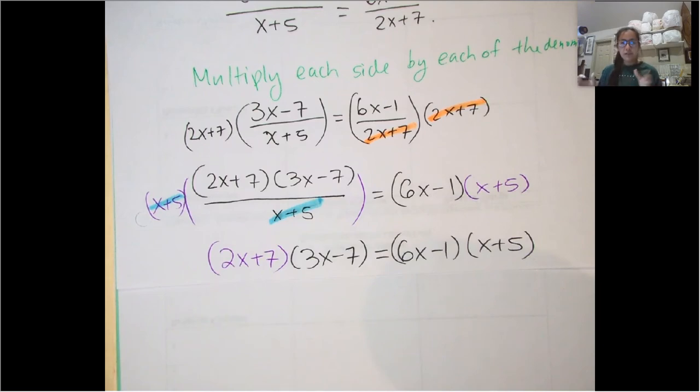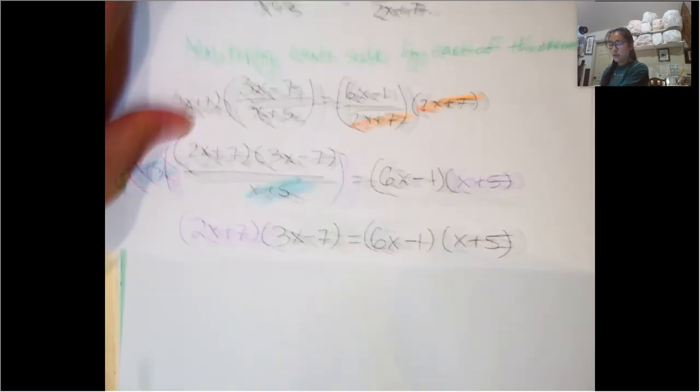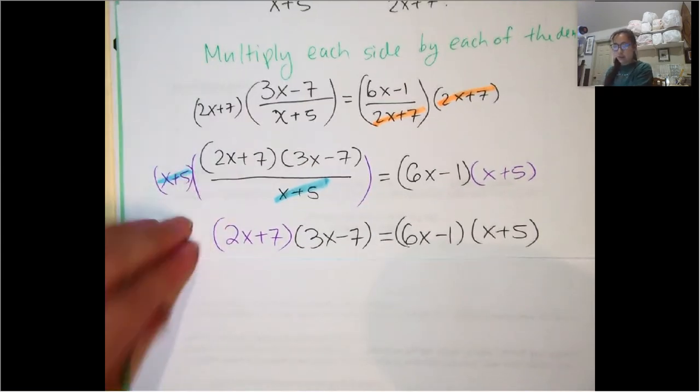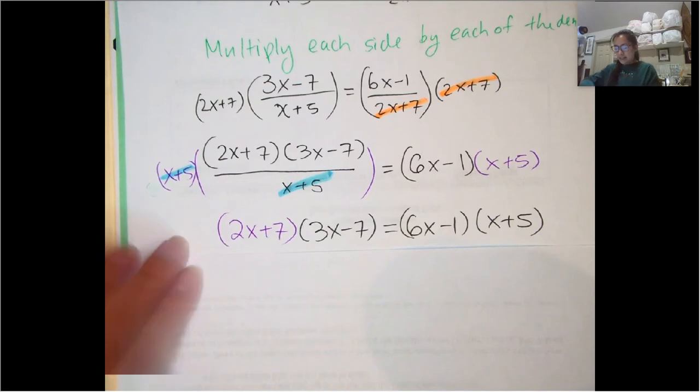So these are both quadratics. This is pretty much a polynomial equation, and so we're going to solve it like it's a polynomial equation. So we're going to multiply it out.